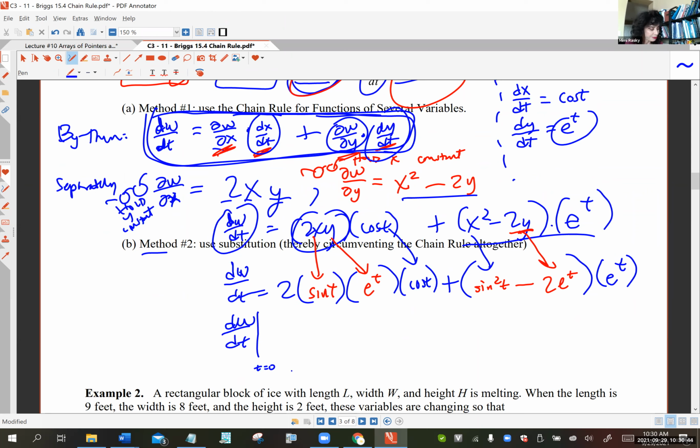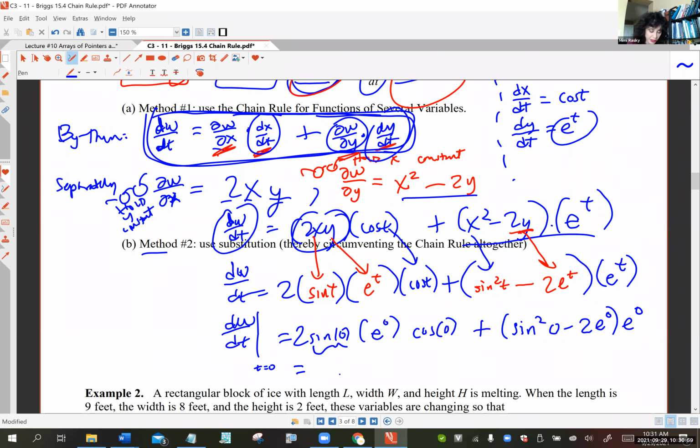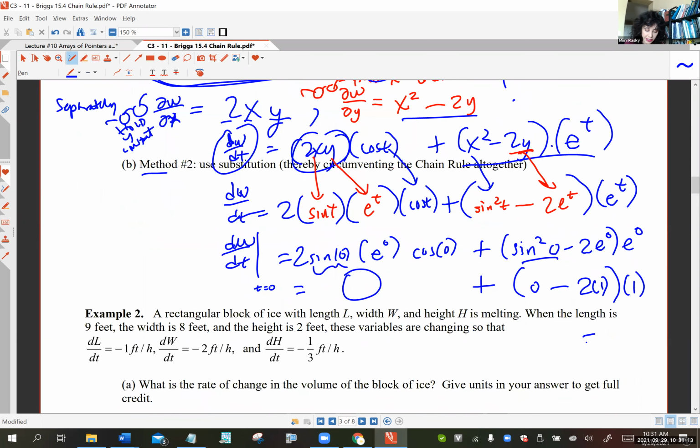This is standard notation. And so what am I going to do? We're going to substitute t equals 0 everywhere we see a t, and then hopefully this comes out to some interesting number. E to the 0 is 1, remember, and sine of 0 is 0. So since sine of 0 is 0, that whole first term is gone. Plus, this is going to be 0 minus 2 times 1 times 1, and then I get a final answer of -2. So the change of w with respect to time t is -2, and I'm done with part A.